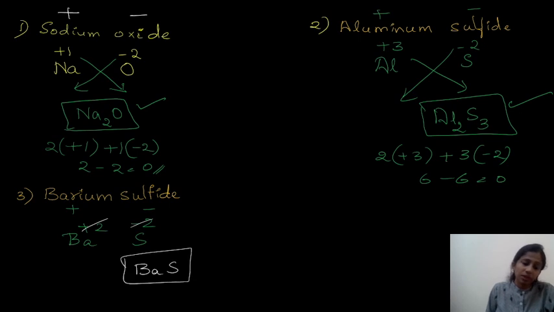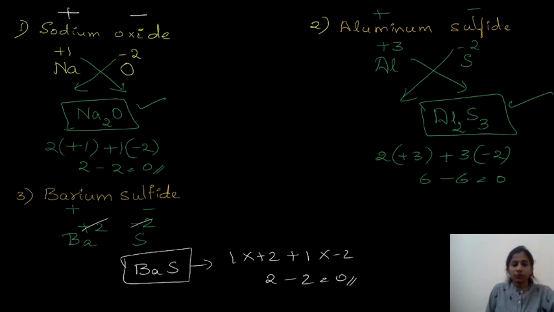Okay, let me check the total charge. One barium with charge of +2 plus one sulfur with charge of -2. So 2 minus 2, that is equal to 0. Okay, so this is how you do it.